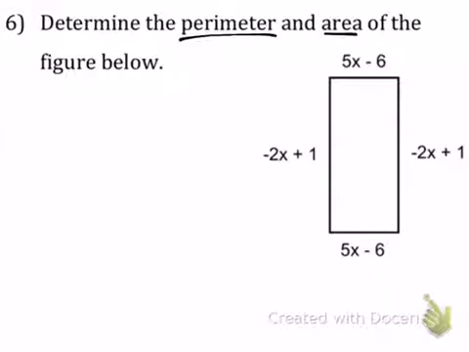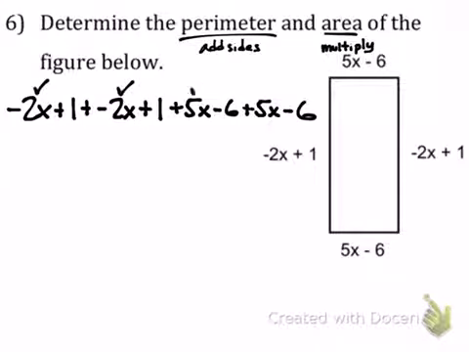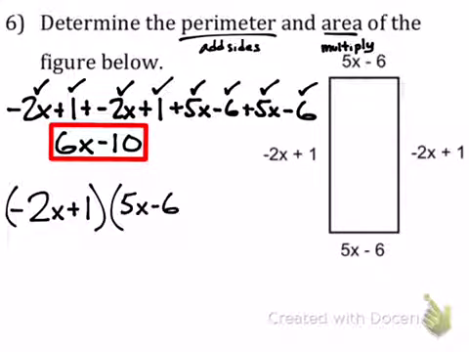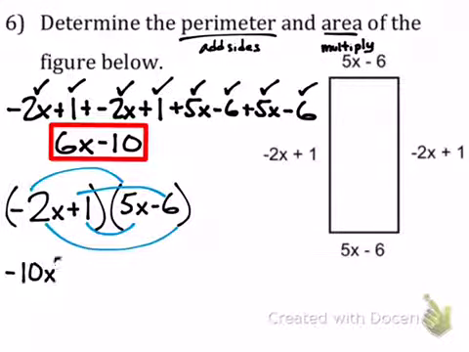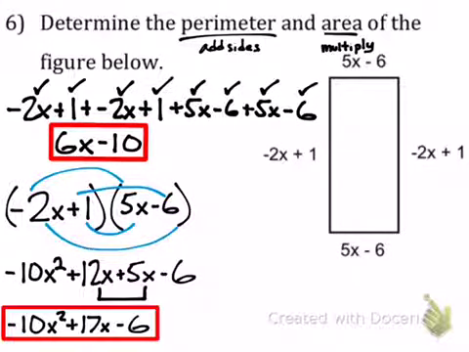Alright, and number 6. The perimeter and area must both be found, and you add up all the sides for the perimeter. You multiply the base times the height for the area. So if you were to add up all the sides, it would look like this. And combine all of the like terms, and you get 6x minus 10. The area, you do base times height, and you would just have to FOIL that together, and then combine your like terms, and there you go.